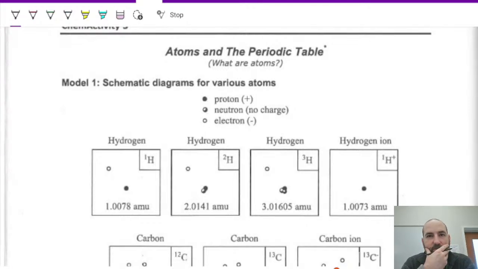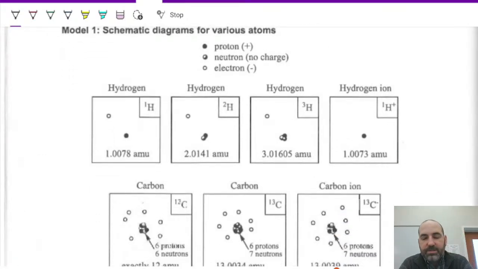From just that little bit of information, we can start making some sense of these diagrams, but there's some other stuff that still definitely doesn't make sense. For example, what is the symbol in the upper right-hand corner? Why does the number change? Why does this one have a plus sign? What are these numbers down here that say AMU? What's the difference between hydrogen and hydrogen ion? So all of these things, we still have questions on.